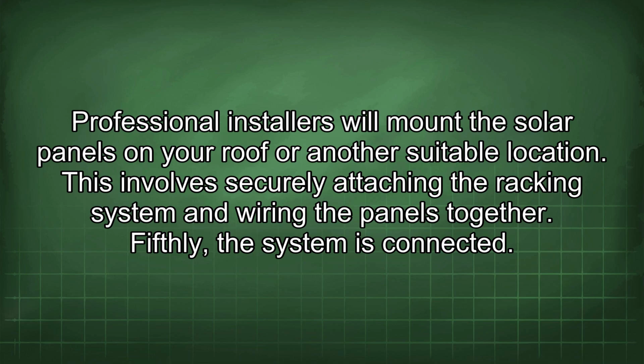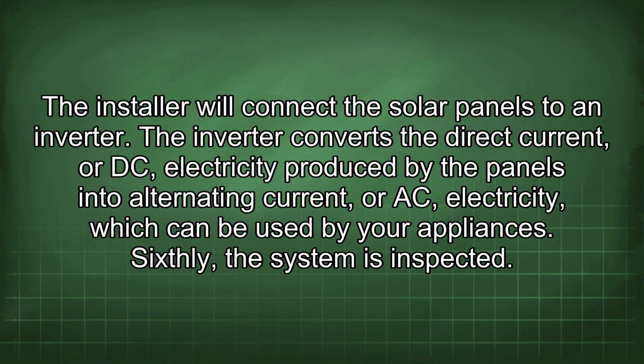Fifthly, the system is connected. The installer will connect the solar panels to an inverter. The inverter converts the direct current, or DC, electricity produced by the panels into alternating current, or AC, electricity, which can be used by your appliances.